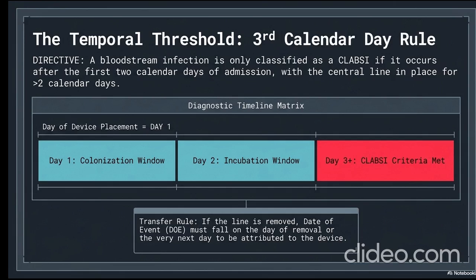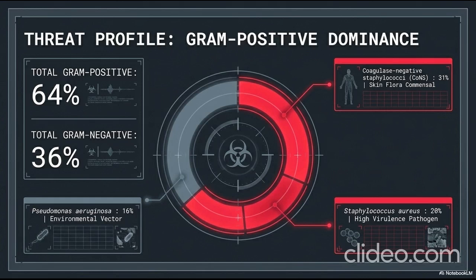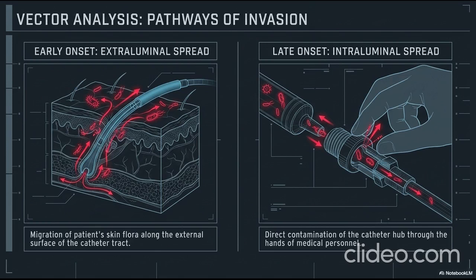Slide 2. The third calendar day rule. Timing is the ultimate diagnostic directive. A bloodstream infection is only classified as a CLABSI if it occurs after the first 2 calendar days of admission, meaning the central line must be in place for more than 2 calendar days. Day 1 is your colonization window, Day 2 is the incubation window, and only on Day 3+ are CLABSI criteria met. If a line is removed, the date of event, DOE, must fall on the day of removal or the very next day to be attributed to the device.